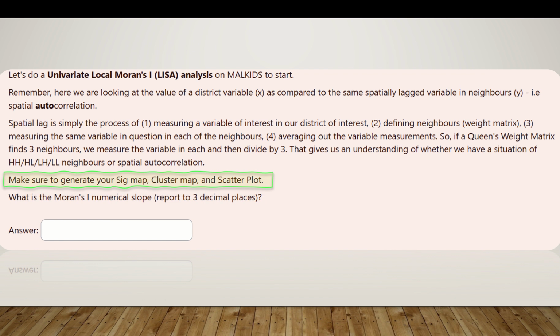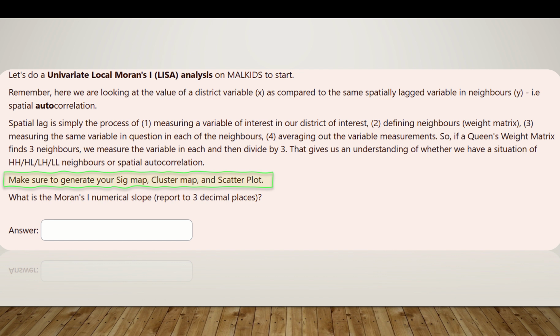So once we got our weights file created, we're going to first do a univariate local Moran's I LISA analysis, okay? So a univariate means that we're comparing the value of one variable, right, against itself, okay? So in this case, right, basically you're going to be making a significance map, a cluster map, and a scatter plot.